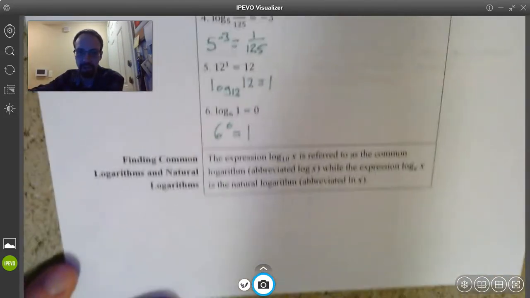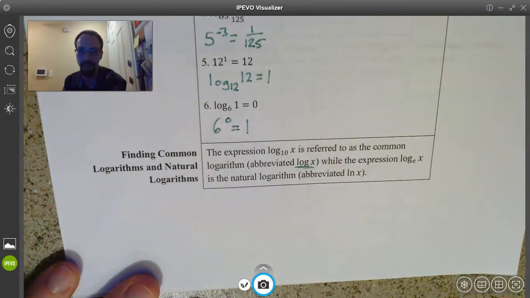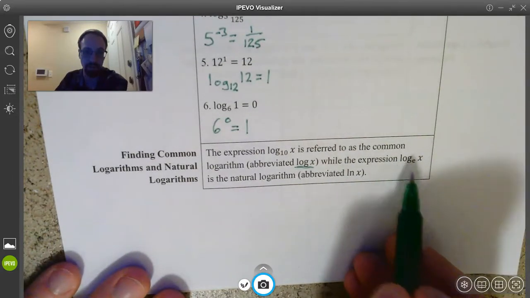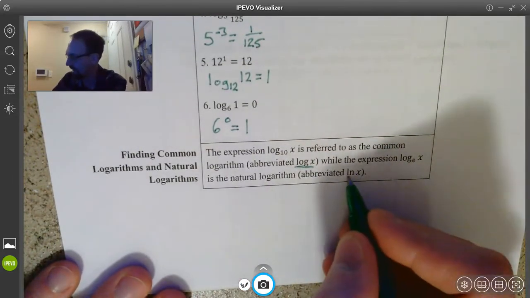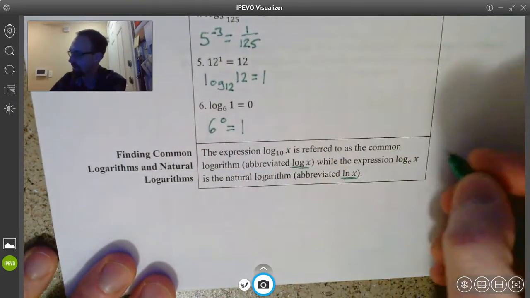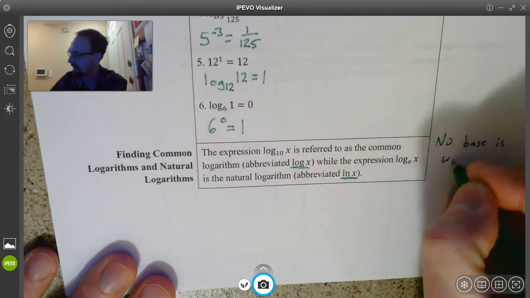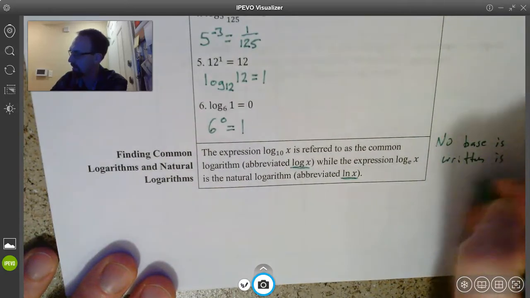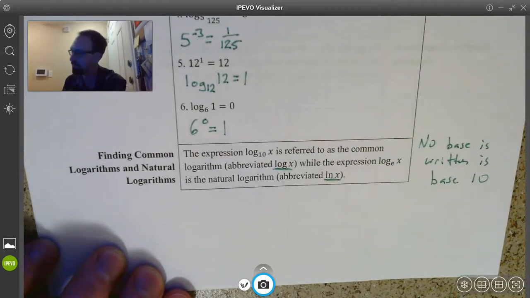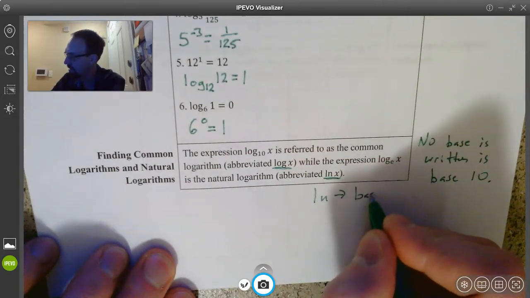So this down here talks about the expression log base 10 of x, which is referred to as the common log, which we just call the log of x, so we don't use that 10. And if we want to talk about the natural log, so we use log base e, then we abbreviate that ln, natural log, ln of x. So basically, if no base is written, then it's base 10. And if you have ln, that's always base e.